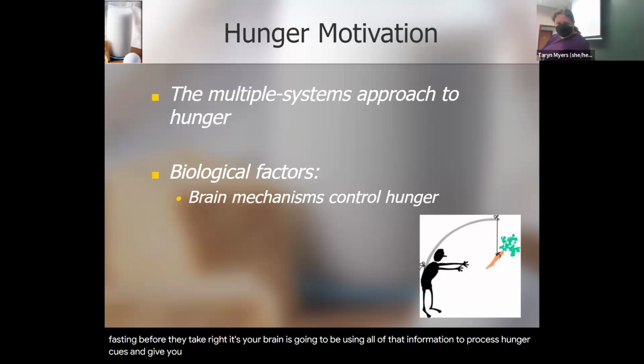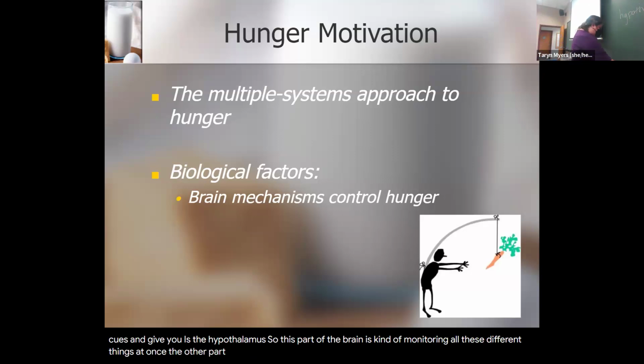The key part of the brain here, and I don't have it on here, so I'm going to write it for y'all, is the hypothalamus. So this part of the brain is kind of monitoring all these different things at once.